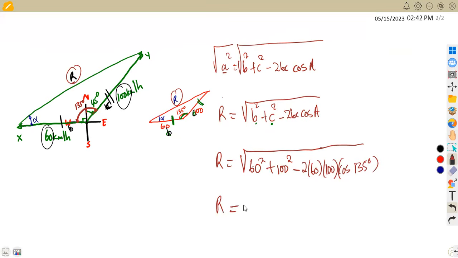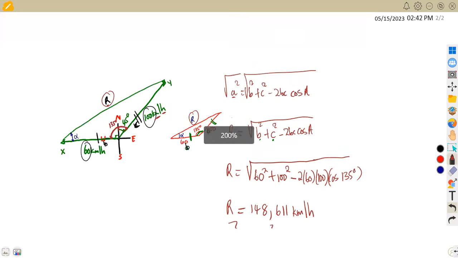All right, so this whole part is going to give us the resultant, which is the velocity, of 148.61117. If you round off to 3 decimal places, that is going to be 148.611. The units are kilometers per hour, so your answer is also going to be in kilometers per hour in this case. So that is the velocity that you're going to have.